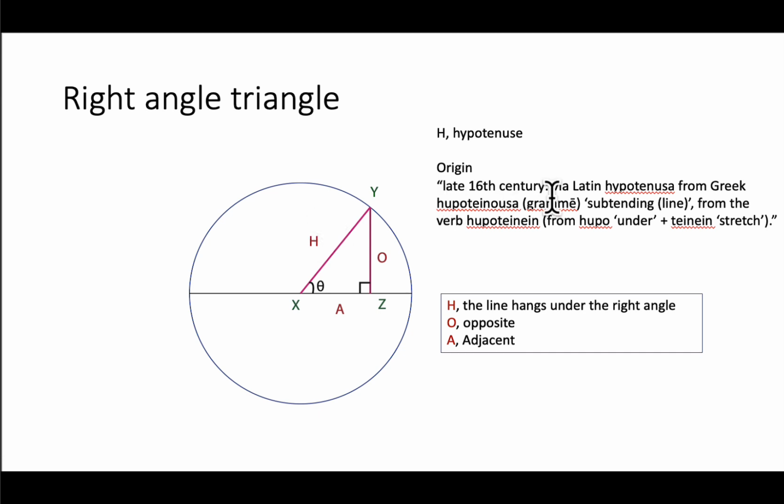Hypotenuse comes through Latin and originally from Greek, and what it essentially means is the line that hangs under the right angle. So this is the right angle, this is the line that hangs under it. Hypo is under, and tenuse is equivalent to a line. So basically hypotenuse, you can say, is the line that hangs under the right angle. So I hope that somehow clarifies the confusion about why it's called hypotenuse.